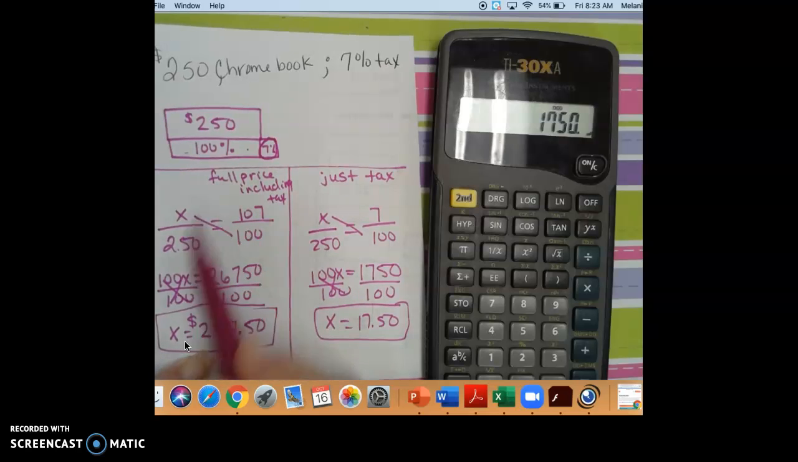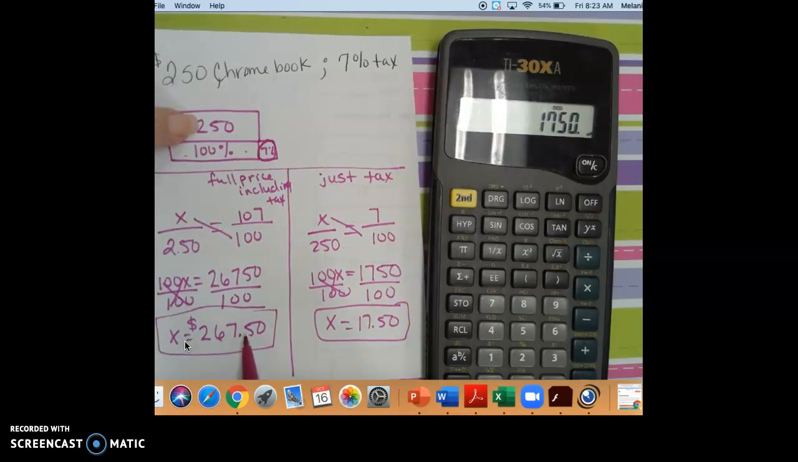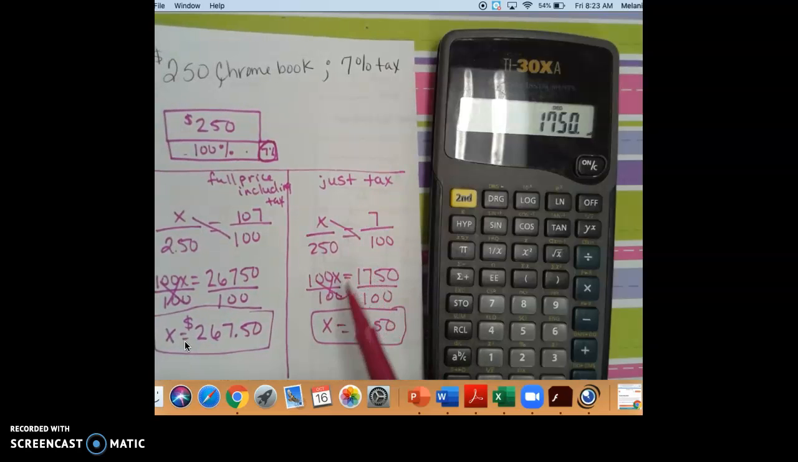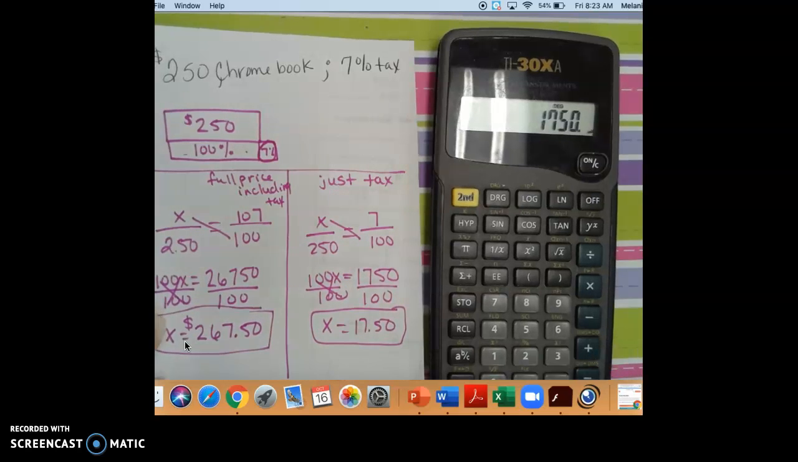Or I could have just done this problem, because if you think about it, if I take this $267.50 and I subtract out the price, then I'm going to be left with that $17.50, which is just tax. So if they ask you for just tax, we could do the whole thing and then subtract it out, or we could just start with just the 7. Either way, we're going to get where we need to be, okay?